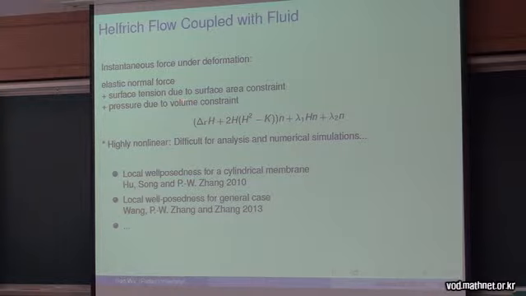So basically speaking, the force can consist of three parts: the elastic normal force due to the deformation, the surface tension due to the surface constraint, and the pressure due to the volume constraint. When you do the variation, it consists of three parts. So it's highly nonlinear, and only very recently were local well-posedness results obtained by a group in Peking University.